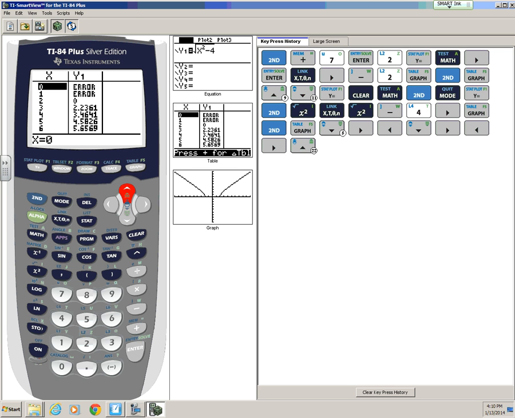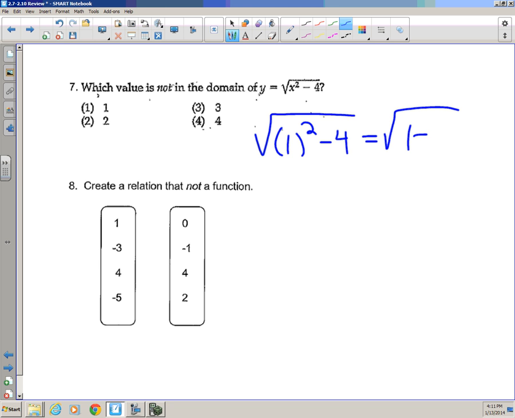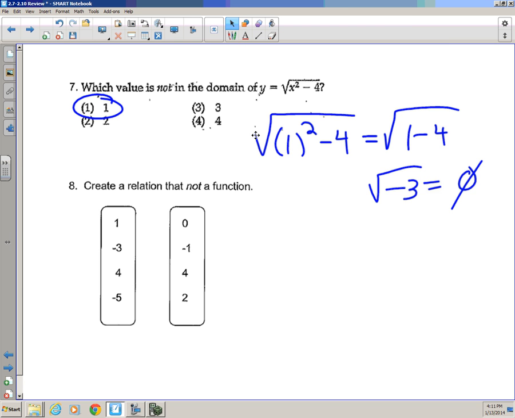Well, hopefully that makes a lot of sense, because remember, you can't take the square root of a negative number, and what would happen here is if I evaluated y equals square root of x squared minus 4, when x is 1, under the radical I'd have 1 minus 4. Under the radical I have -3, and we can't take the square root of a negative number. So what value is not in the domain? I can never have x to be 1, because when I square root that expression, I'm going to get a negative, and that doesn't make sense.